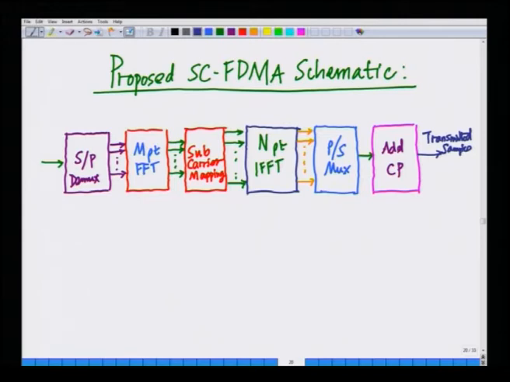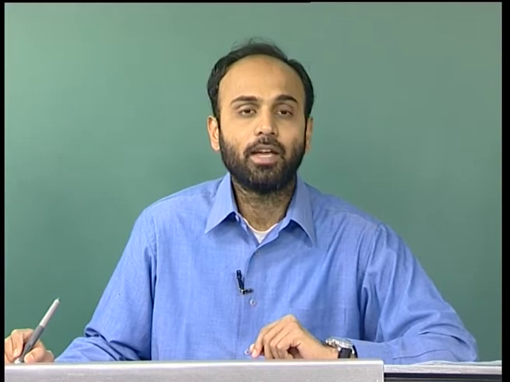So, these are the transmitted samples, and if you look at this, these are the two new blocks that we are talking about. The rest are all conventional OFDM blocks. These are the two new blocks in SC-FDMA, that is, the M-point FFT and the subcarrier mapping. These are the two new blocks that we are adding in SC-FDMA.